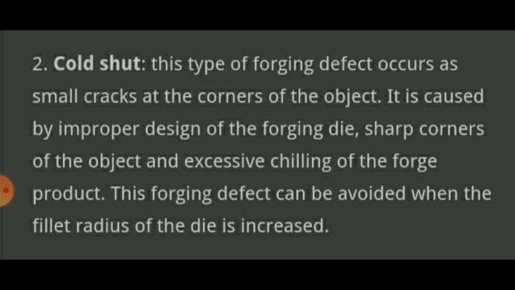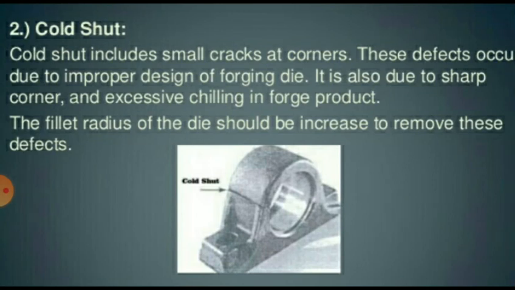The next forging defect is the cold shut. This type of forging defect occurs as small cracks at the corners of the object. It is caused by improper design of the forging die, sharp corners of the object, and excessive chilling of the forged product. This defect can be avoided when the fillet radius of the die is increased. You can see the cracks at the corners of the component.